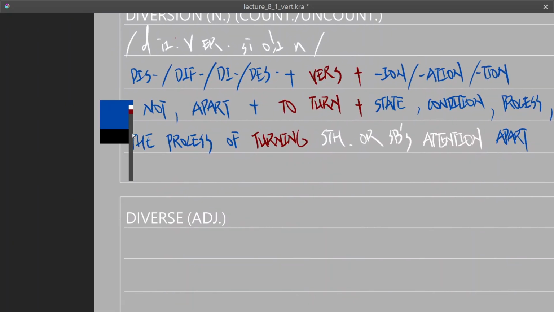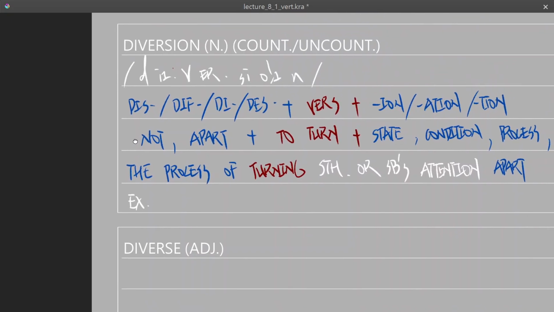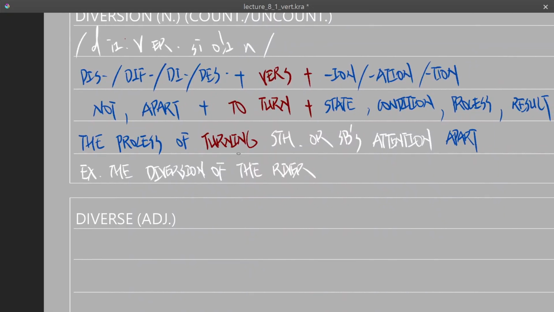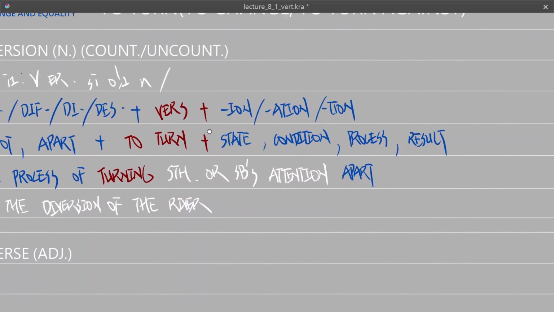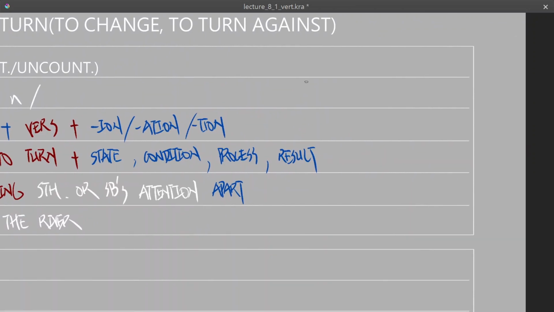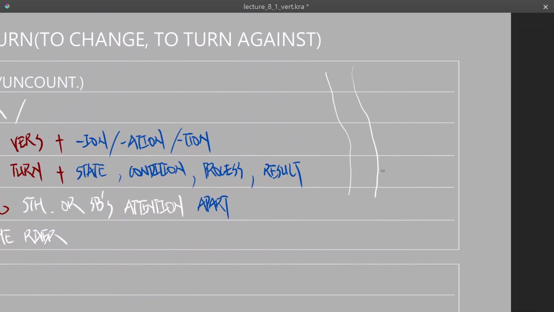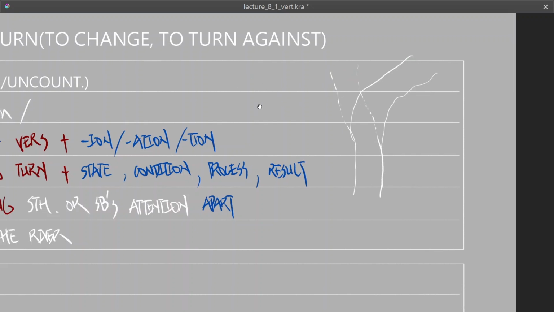For example, we have the diversion of the river. So we can have diversion of a river, diversion of a water flow, or traffic flow. Let's just imagine the original flow of the river looks like this, and the diversion of the river becomes this way. This is the diversion of the river.